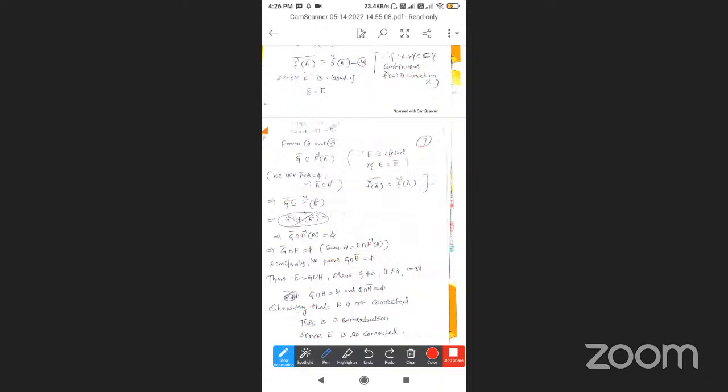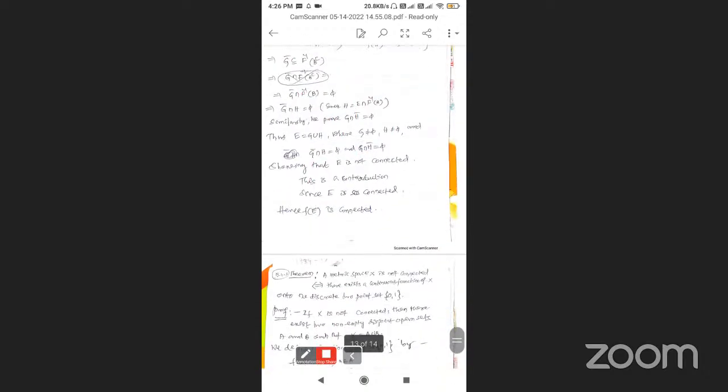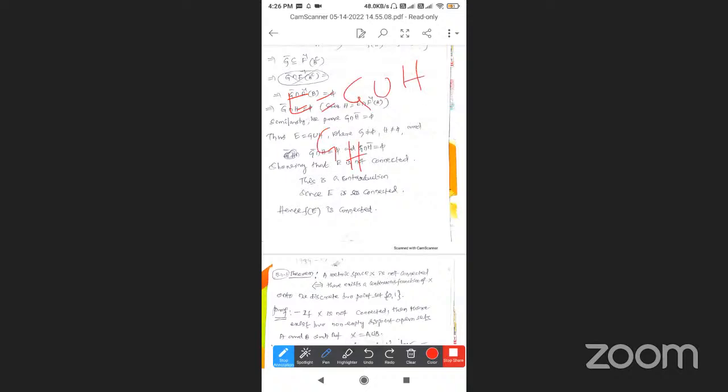So therefore we got E is equal to g union h. g is a non-empty set, h is a non-empty set. g bar intersection h is equal to empty, g intersection h bar is equal to an empty set. So therefore, E is not connected. This is a contradiction.